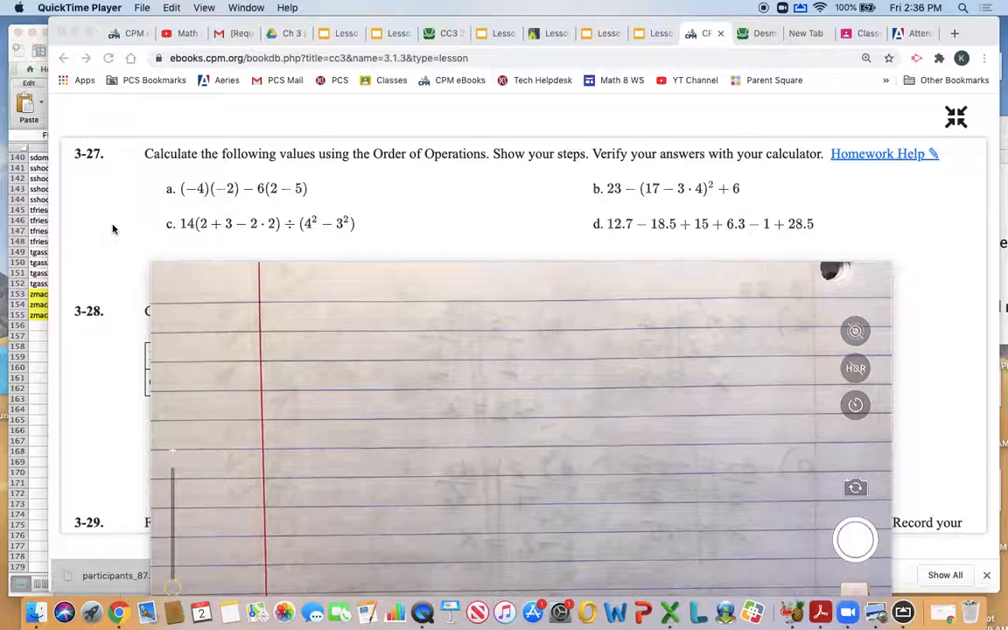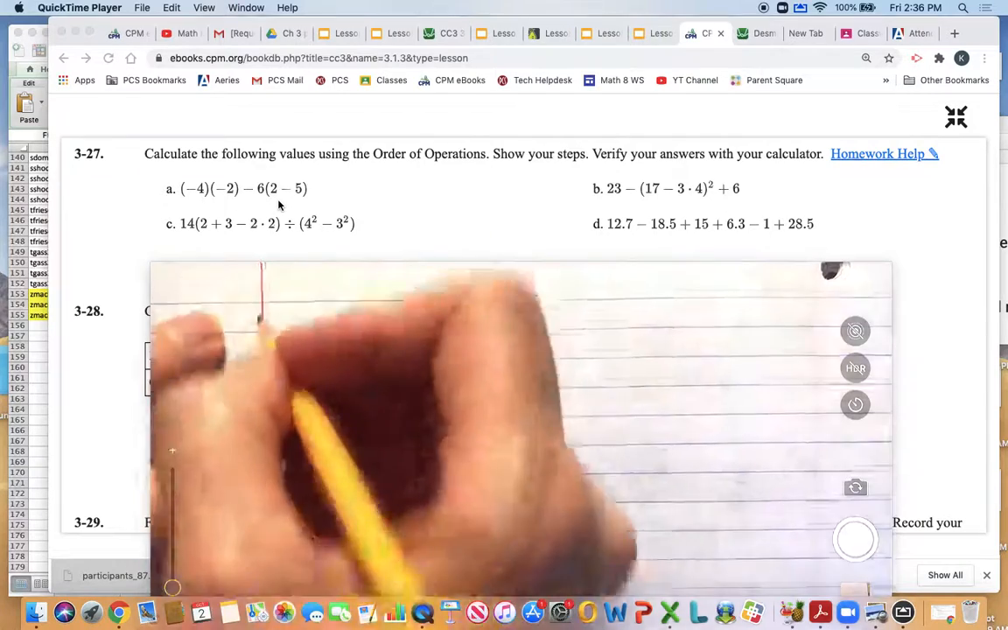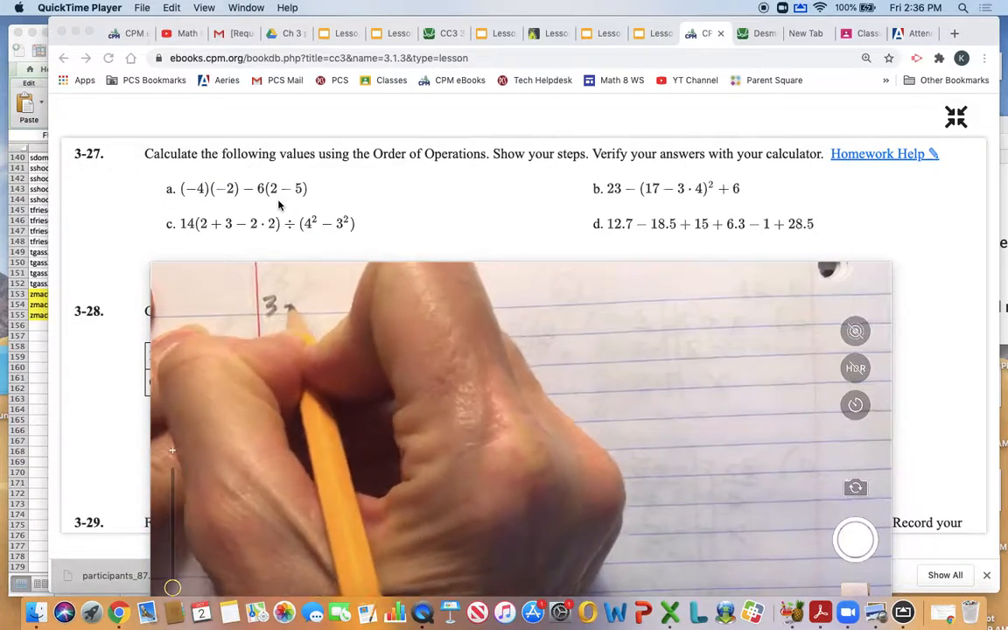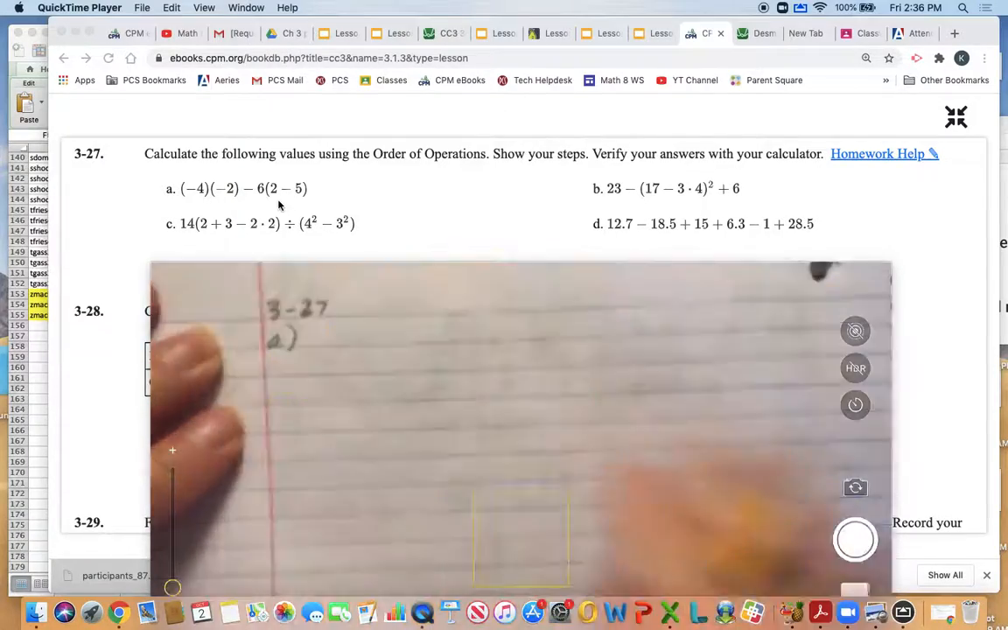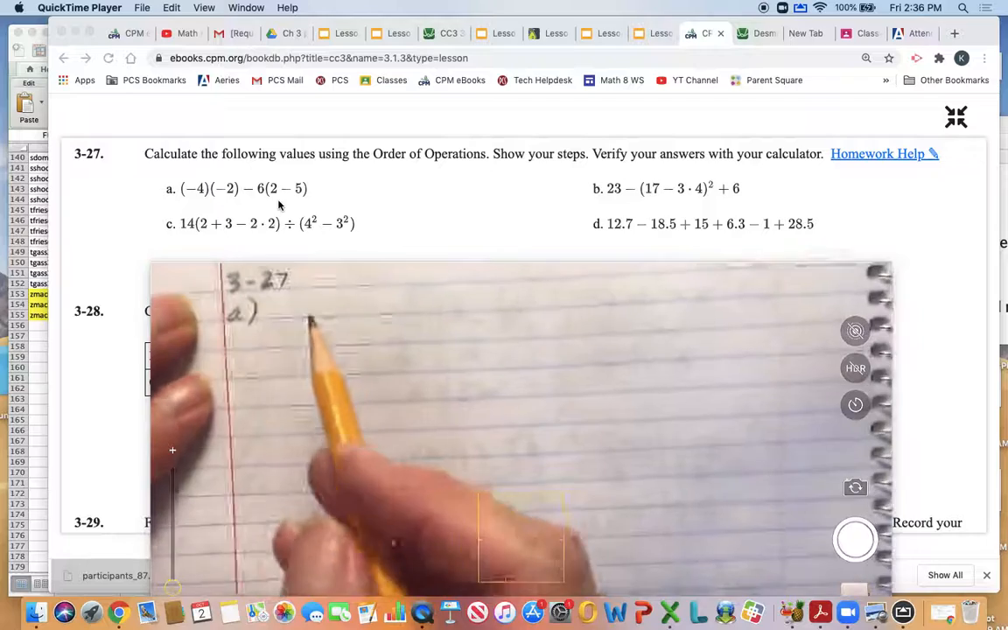This is the next problem in your homework, 3-27. Calculate the following values using the order of operations. Show your steps. Verify your answers with your calculator. All right, so let's start by doing the first one, which is 3-27a. And I'll rewrite the problem first.